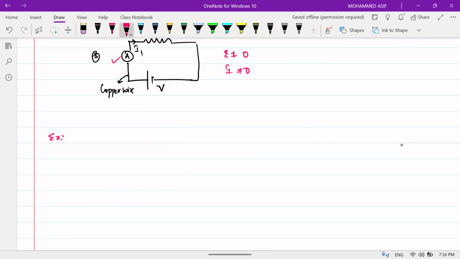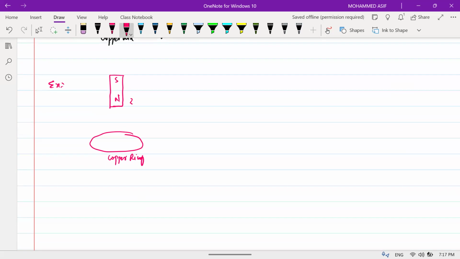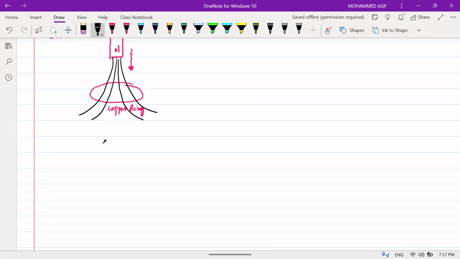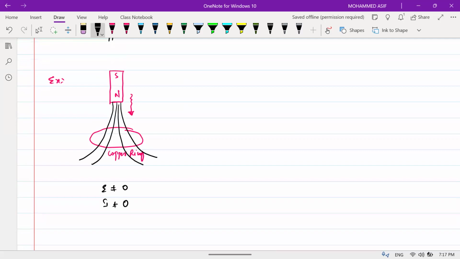One more example. There is a magnet like this, this is a south pole and this is a north pole. There is a copper wire here, a copper ring or loop. When this bar magnet is made to fall through this one, it is producing a magnetic field. The magnetic field lines are passing through this copper wire, so there is a change in magnetic flux. Because of the change in magnetic flux, current will be produced. So in this one, EMF is not equal to zero and current is also not equal to zero. That means there is a potential and there is a current in this one. Am I clear? Yes, sir.